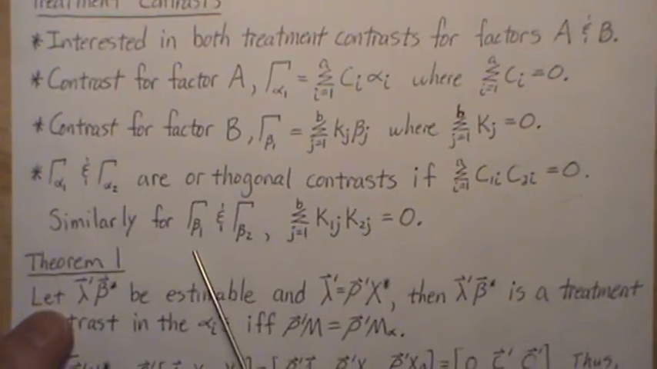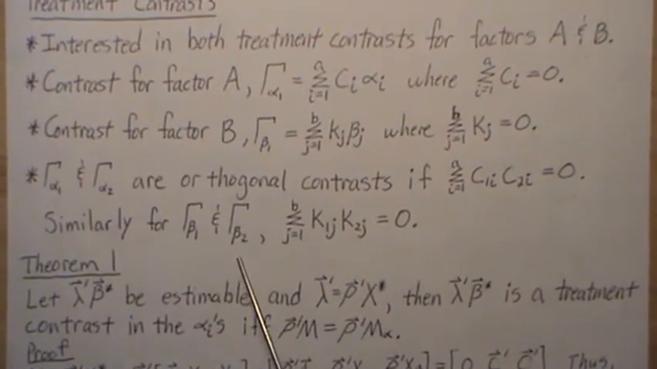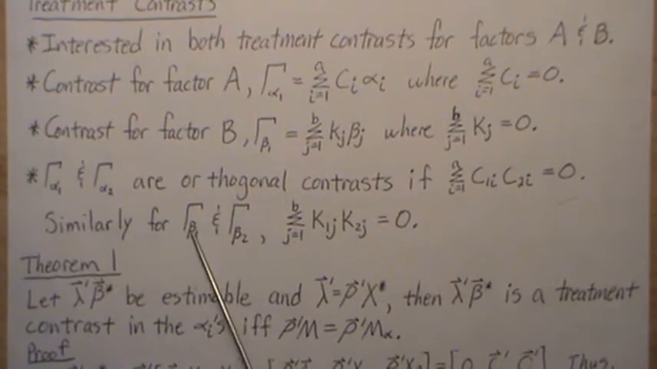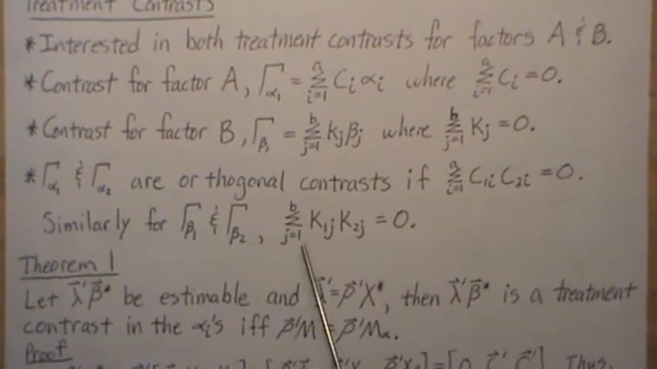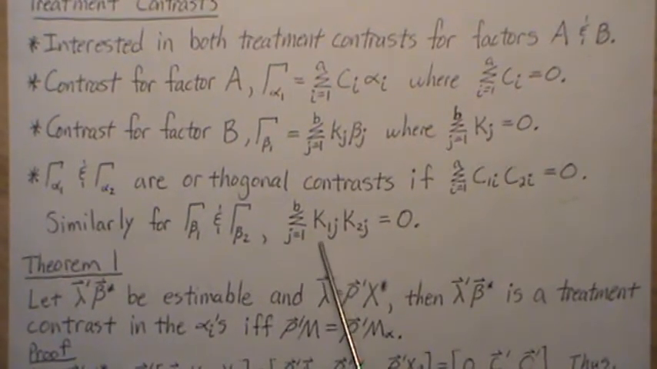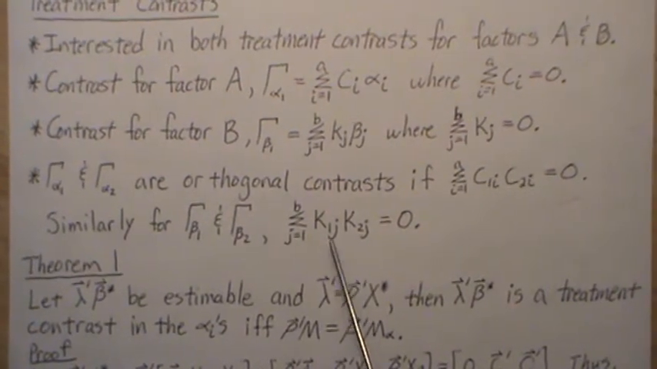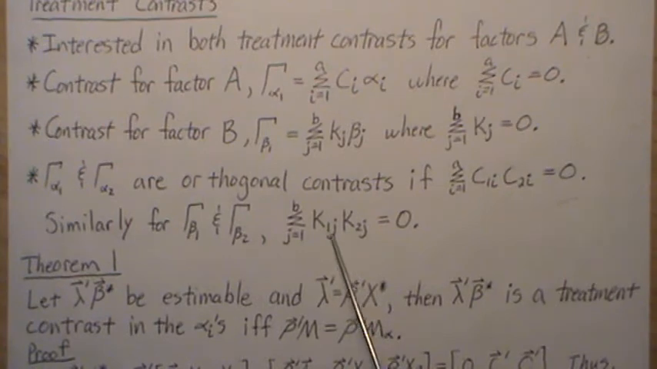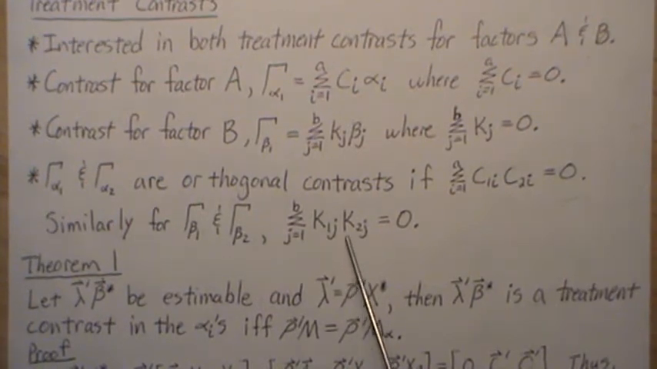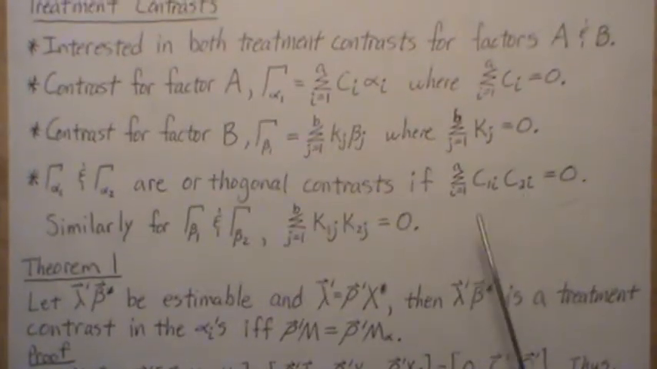Similarly for orthogonal contrasts for factor B, so gamma of beta 1 and gamma of beta 2 are orthogonal contrasts. First they're contrasts, and then the vector product, or the product of their coefficients, the sum of the product of the coefficients is 0.